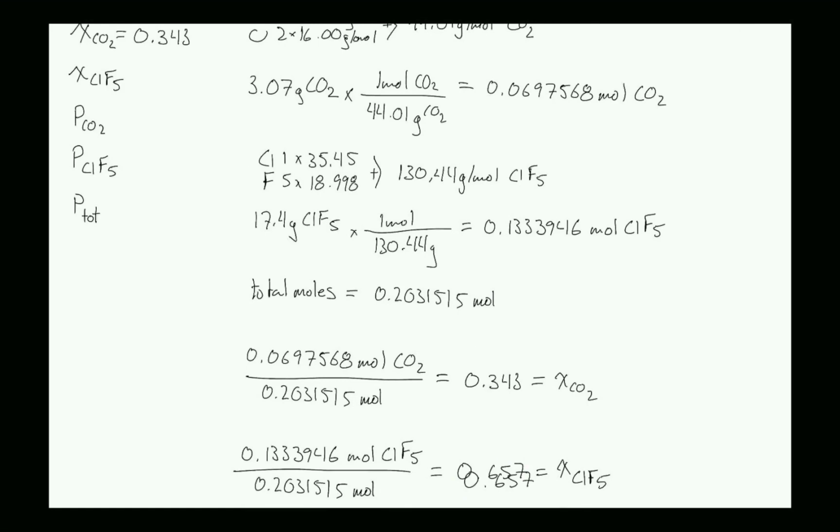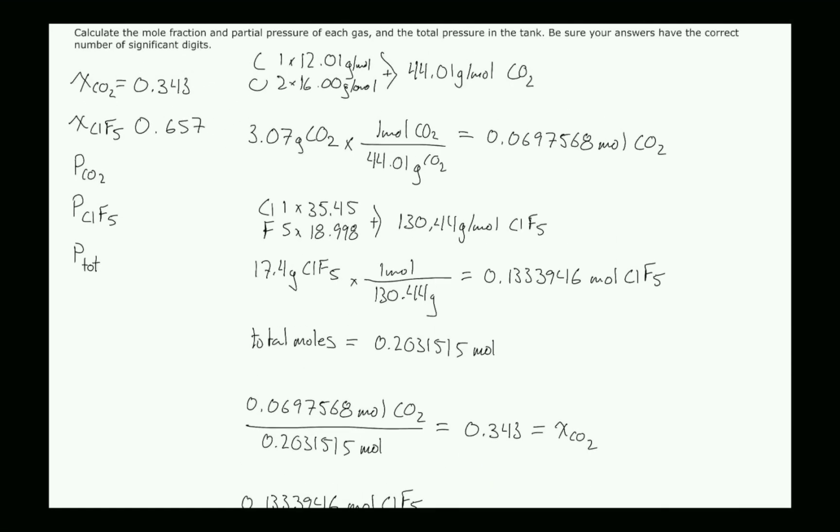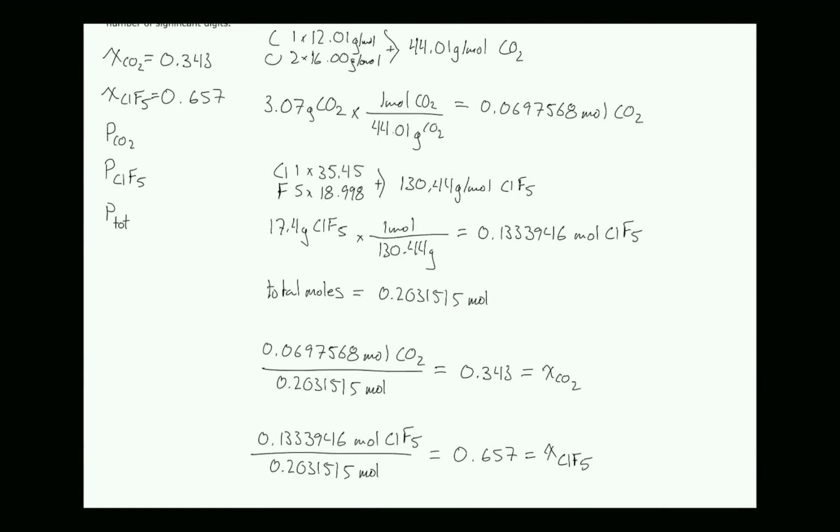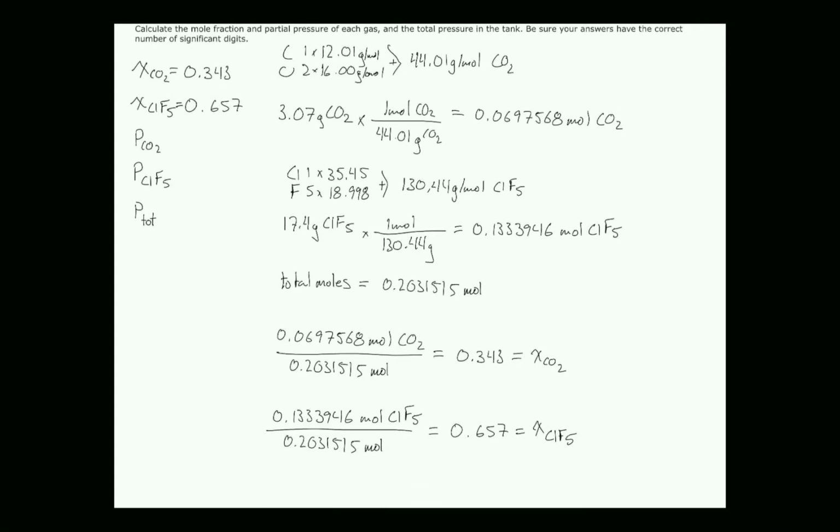And then this one I can duplicate and it can go up there. Okay, so we found our mole fractions, but we still need the partial pressure of CO2, the partial pressure of chlorine pentafluoride, the total pressure. And I think there's multiple ways you could approach this. You're going to give it P equals nRT divided by V.